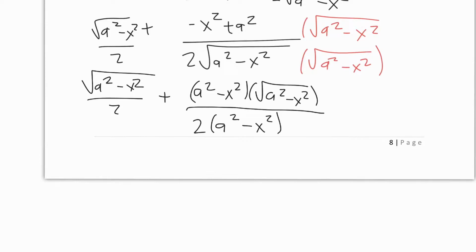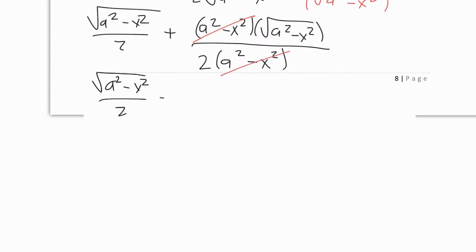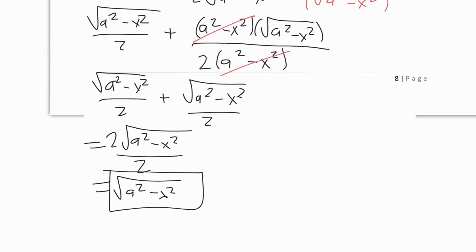And here's the part we've all been waiting for. We can finally cancel out the a squared minus x squared. So that will give us the following final answer. Well, I guess one more step and then the final answer. Root a squared minus x squared over 2 plus root a squared minus x squared over 2. So 2 root a squared minus x squared over 2, which is just root a squared minus x squared. And so there we go. We got the same thing as on the left-hand side.